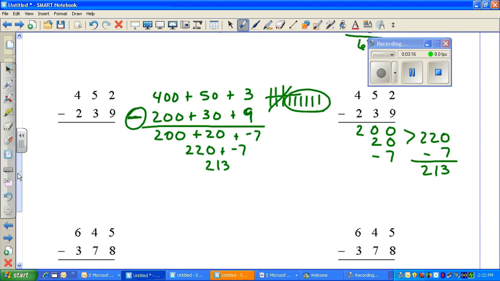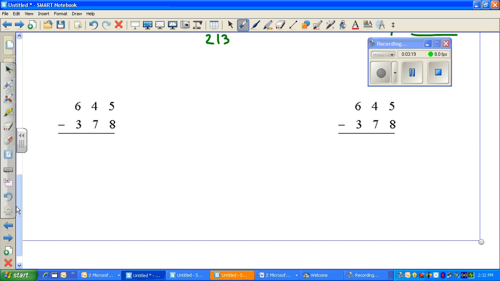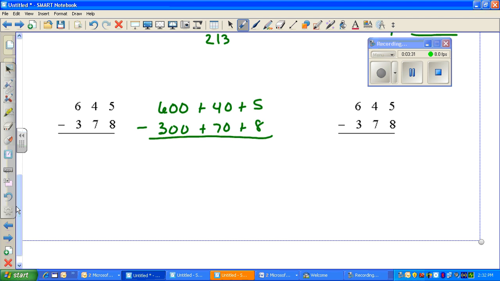Let's try it where I would have to do this borrow and carry method twice. Decomposition, 600 plus 40 plus 5, 300 plus 70 plus 8. Subtracting each placeholder, 600 minus 300 is 300. 40 minus 70. So what I need to think of is 40 piles, 70 wholes. If I was to draw those, that would be a lot. I can see all my piles and wholes canceling out, leaving me with 30 wholes.